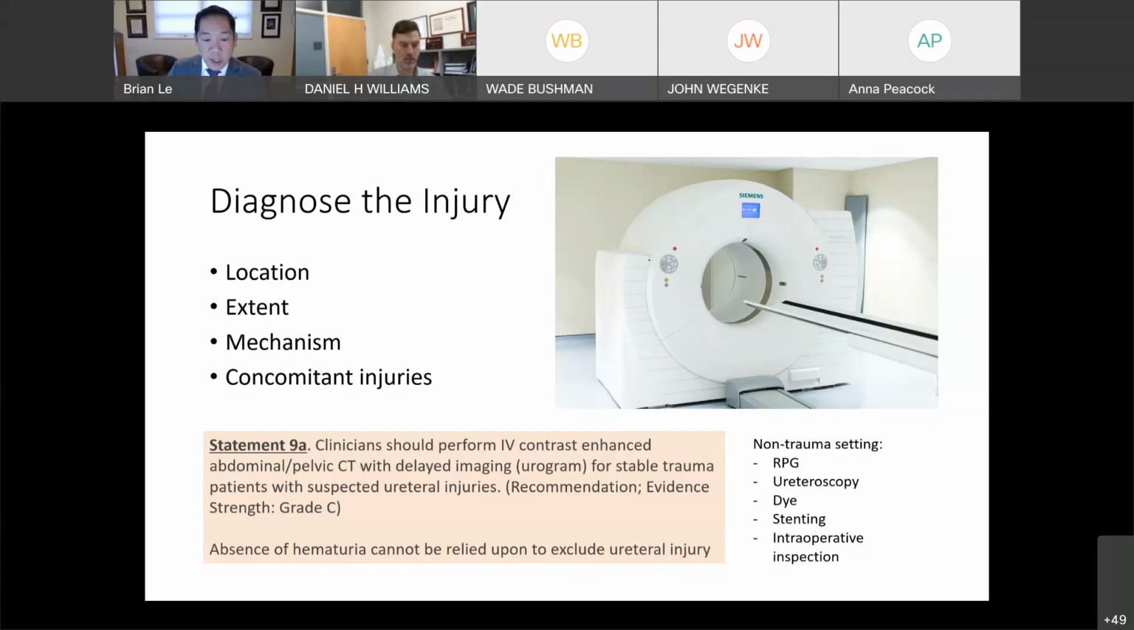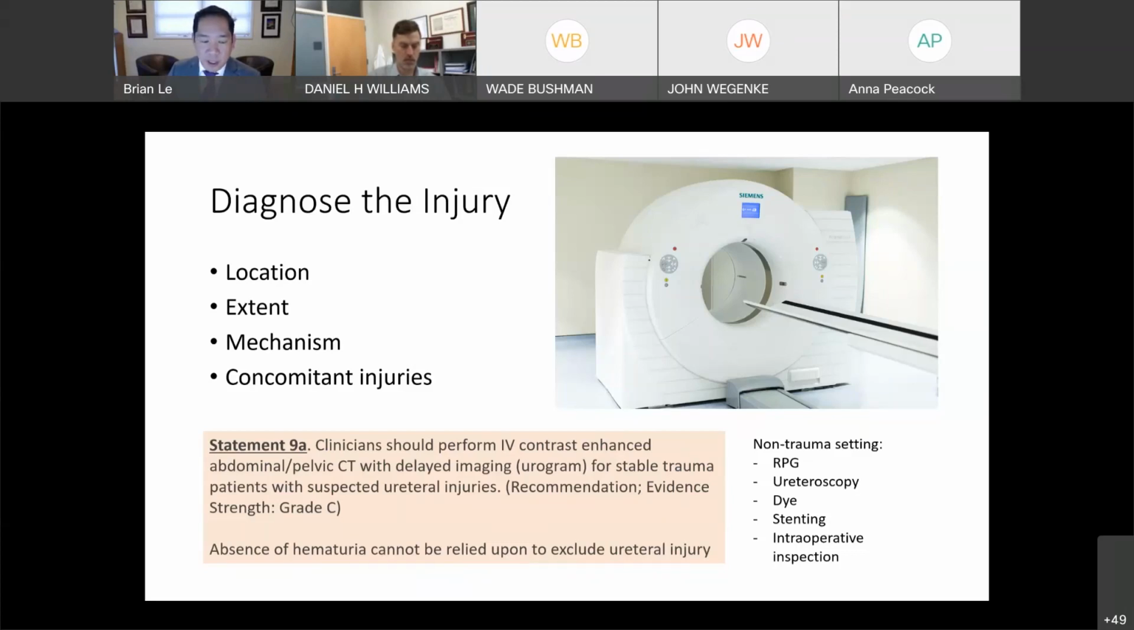So in the trauma setting, the best study that they feel balances getting the information while minimizing invasiveness and trauma to the patient is the CT urogram. So CT with delayed images for stable trauma patients with suspected ureteral injuries. They specifically say that absence of hematuria cannot be relied upon to exclude ureteral injury. So you can certainly look at the UA, but the UA is not a reliable marker for ruling in or ruling out a problem. And like all situations, you want to have a high index of suspicion, like we've said before, about ureteral injury.